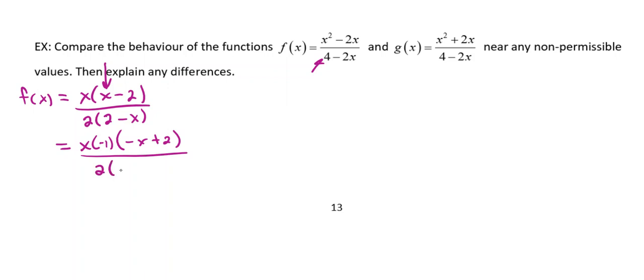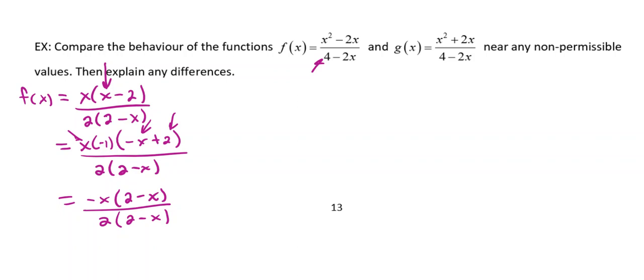over 2 times 2 minus x. I'm just going to clean this up a bit now. This x times -1, that's really just negative x. And then I'm just going to swap the way that these look, right? Instead of negative x plus 2, I'm just going to rewrite that as 2 minus x over 2 times 2 minus x.